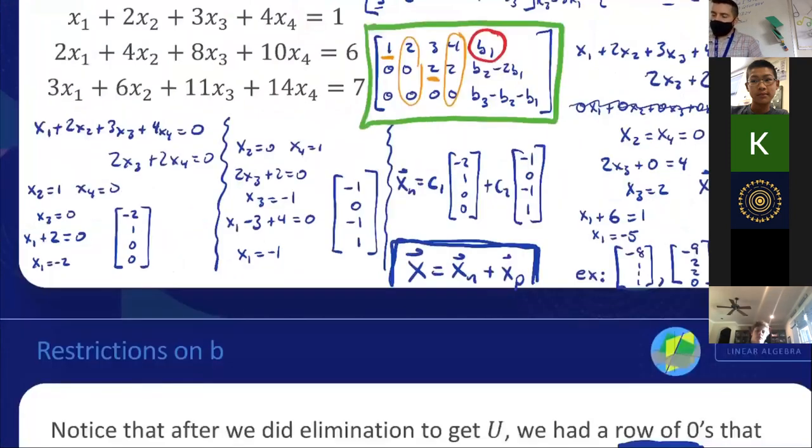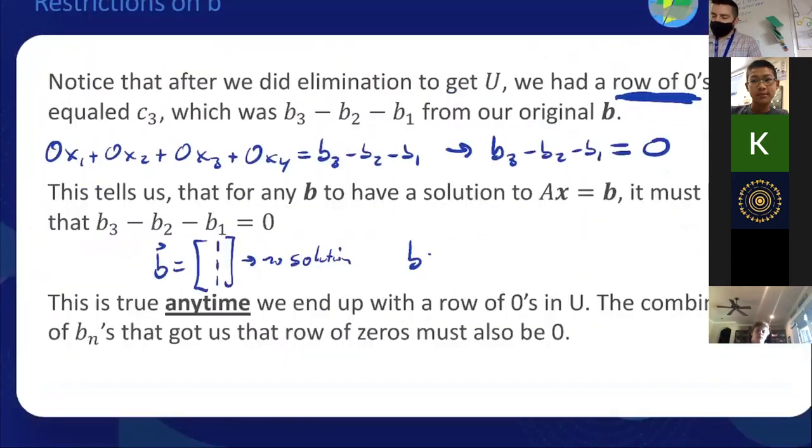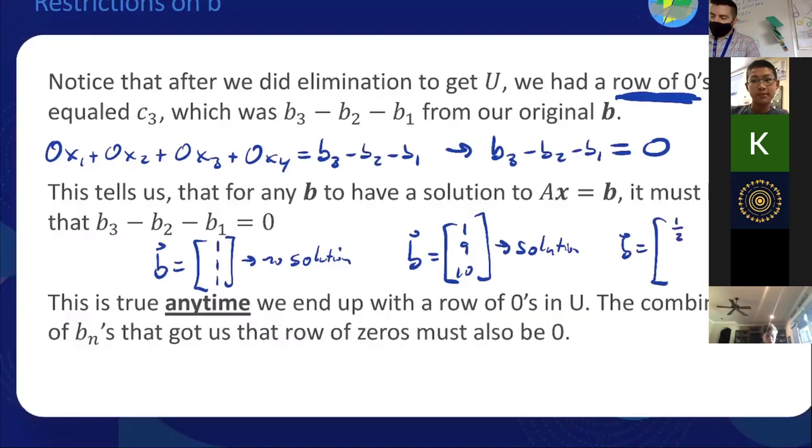So if I had 1, 9, 10, there is a solution. If I had 1/2, 1.5, and 2, there's a solution, as long as B3 minus B2 minus B1 in our thing gave us 0. We know there's a solution. That's on the plane we need it to be on.